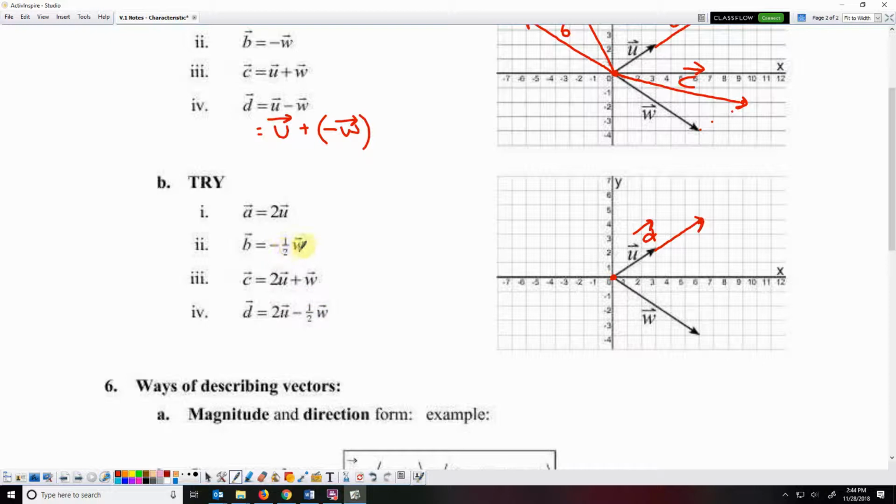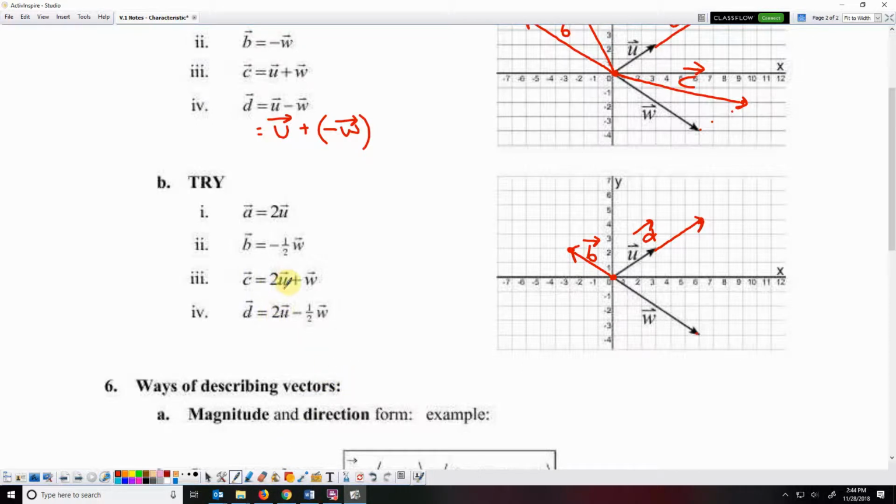Negative half of vector w. So vector w is right 6 and down 4. I want to go opposite, which would be left 6 and up 4, but I only want to do half of that opposite, which is left 3 and up 2. So that is half of the opposite of vector w. That's vector b.